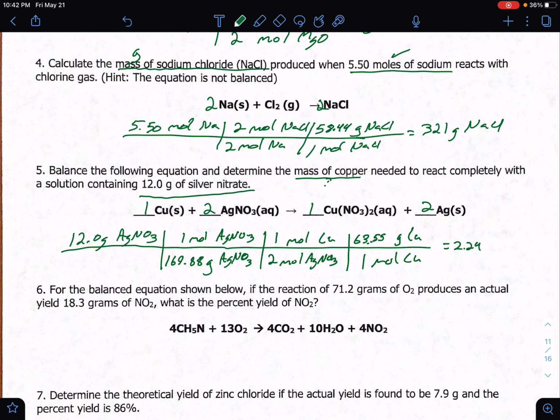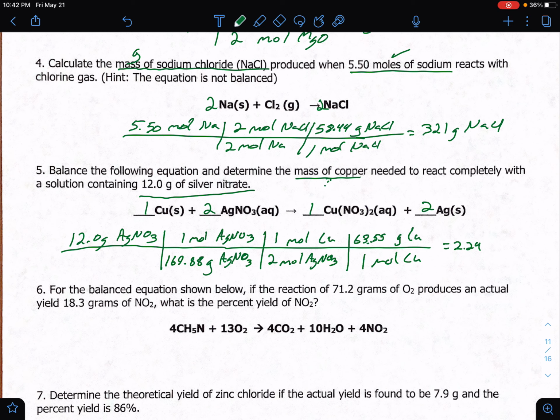I'm going to bring moles of O2 on bottom next, and I'm trying to get to NO2, so this is going to be my moles of NO2 on top. There are 4 moles of NO2, and there are 13 moles of O2. Last step, I'm going to bring moles of NO2 on bottom. And I know that 1 mole of NO2 equals the mass, which is 46.005 grams of NO2. So all I got to do is multiply everything out, divide by the bottom, and you get 31.5 grams. So that is my theoretical.